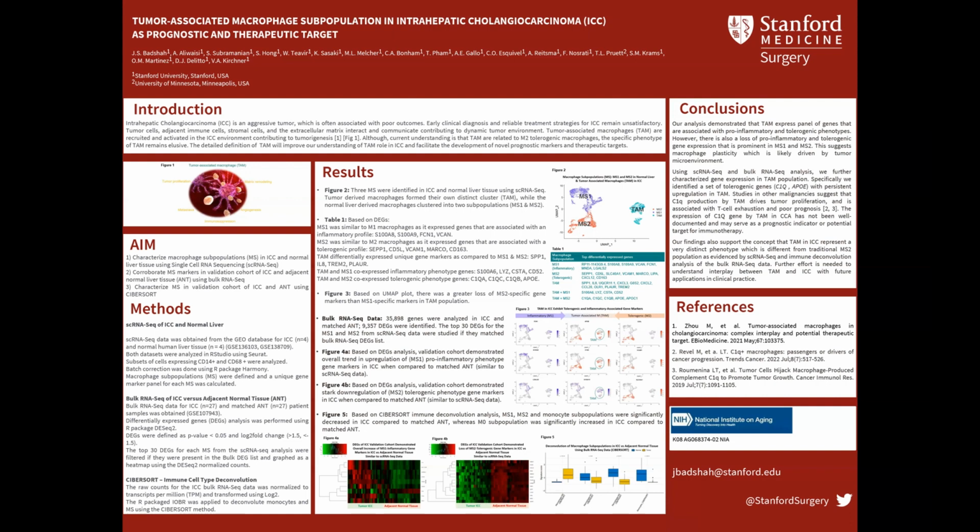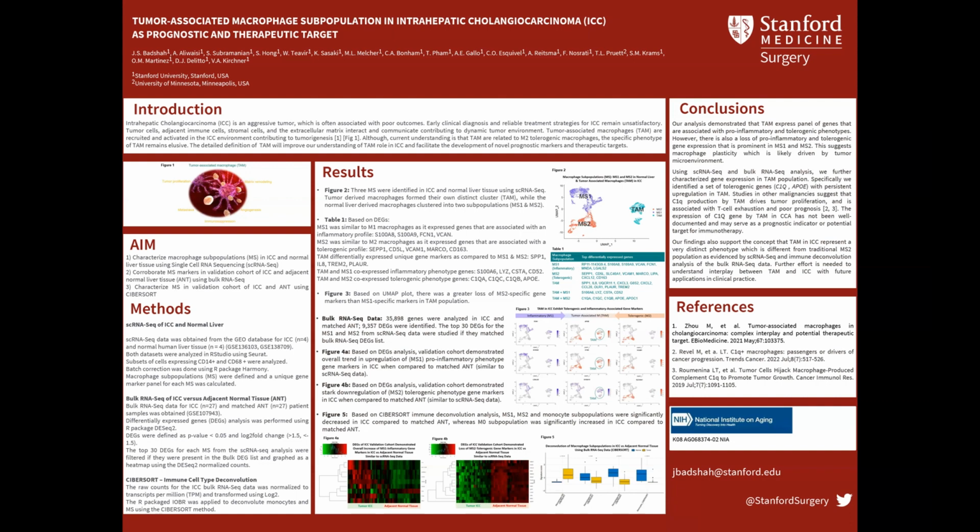Finally, CIBERSORT was done for immune cell type deconvolution using the R package IOBR, where we were able to deconvolute monocytes and several macrophage subpopulations. The results for the single-cell RNA-seq indicated that there were three main macrophage subpopulations.